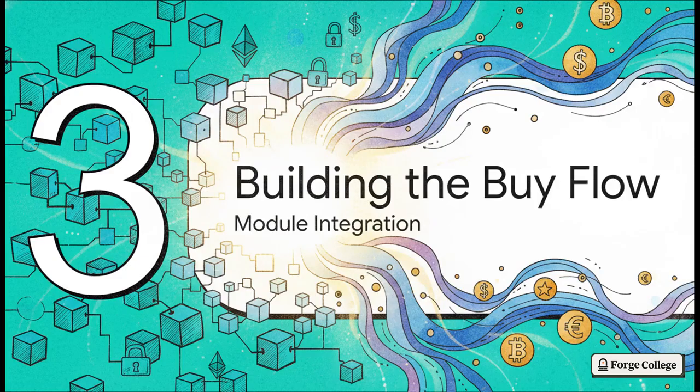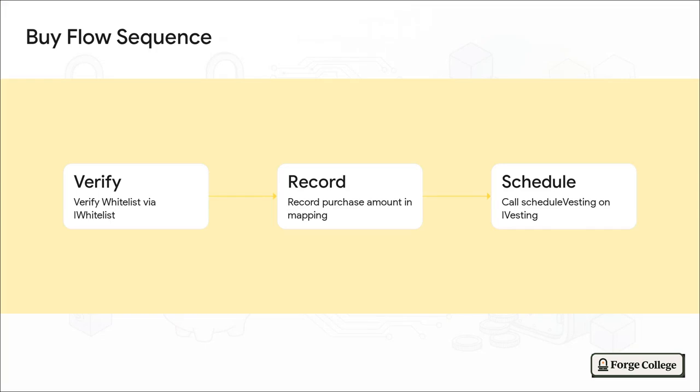Section 3, building the buy flow. Let's look at the actual integration point where the magic happens. This is the critical three-step heartbeat of our buy function. Step 1, verify the buyer via the whitelist. Step 2, calculate the Ether to token rate and record it internally. And Step 3, actually schedule that vesting. Now notice the exact order here. We absolutely must update our internal state before we start reaching out to any external contracts.